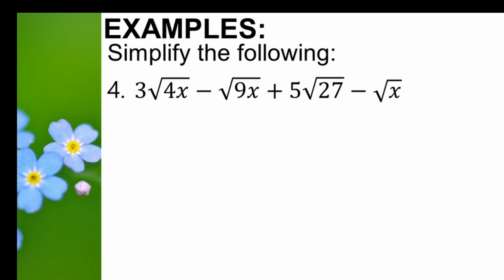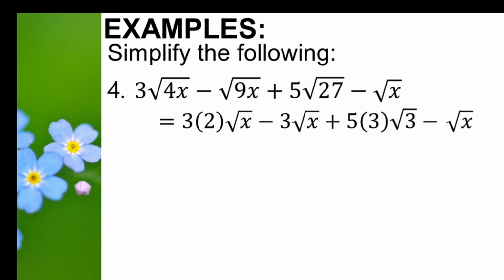So 3 square root of 4x would give us 3 times 2 square root of x, minus square root of 9x, which is equal to minus 3 square root of x, plus 5 square root of 27 would now become 5 times 3 square root of 3, and minus the square root of x, which is the only expression which is in its simplified form.